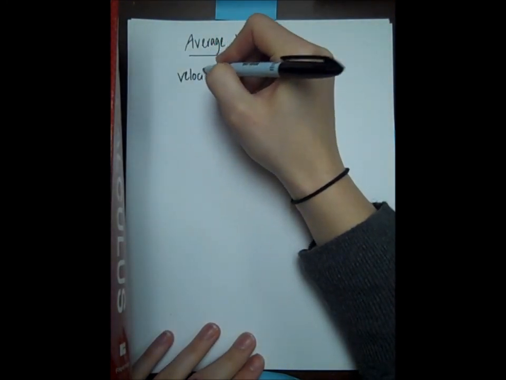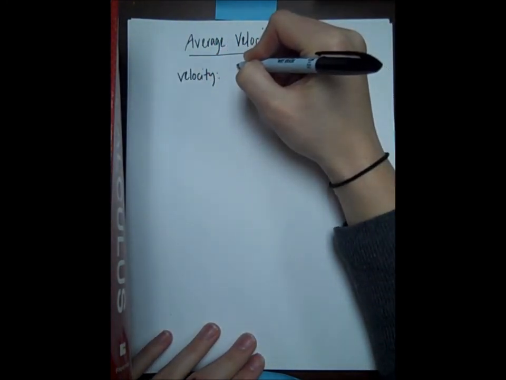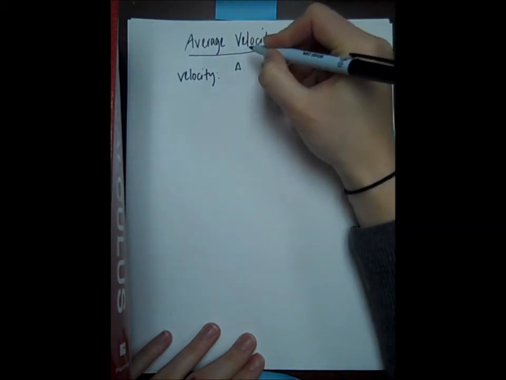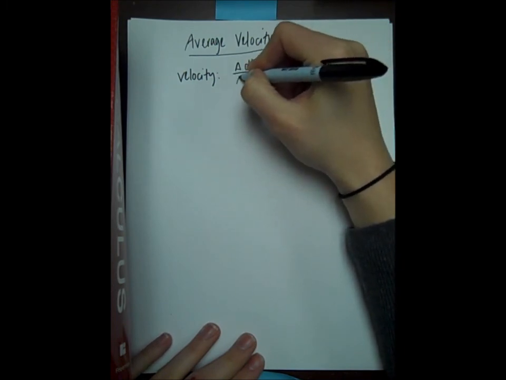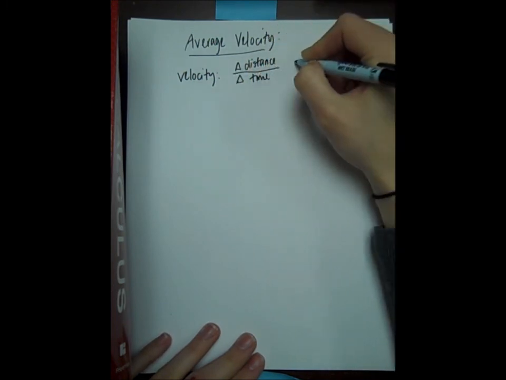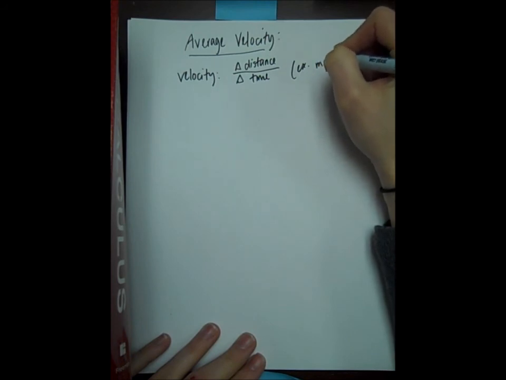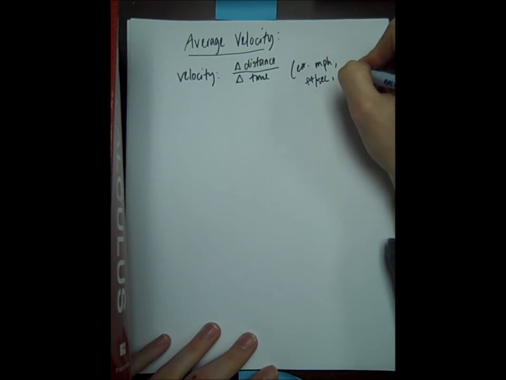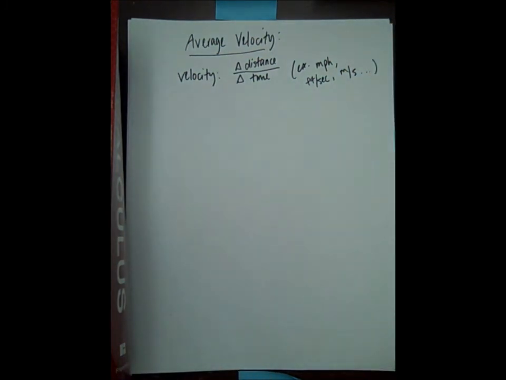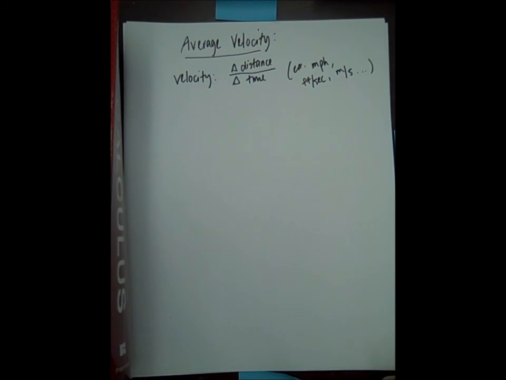So average velocity, or velocity in general, is going to be a change, which we always call delta. So delta means change, in distance divided by the change in time. Some examples of this would be miles per hour, or feet per second, or meters per second, something like that. So it's always going to be the change in distance divided by the change in time. The first thing we're going to go over with velocity is average velocity.